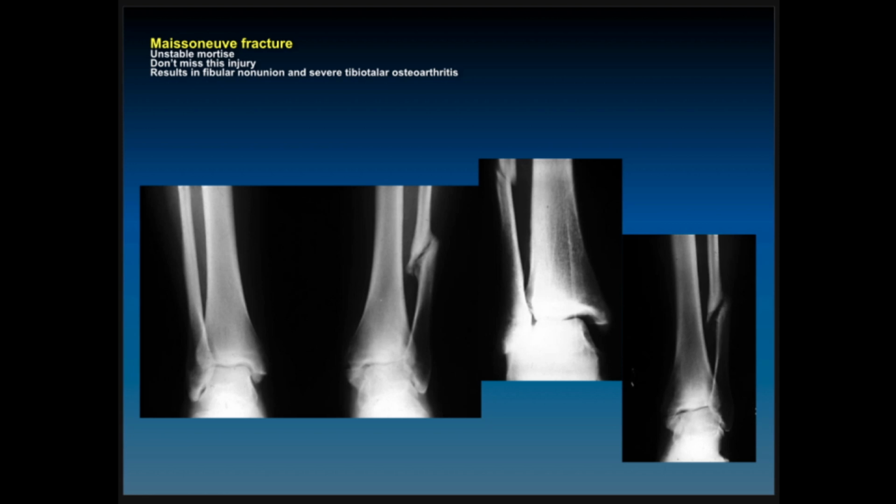Maisonneuve fracture, unstable mortise. Don't miss this injury. If it is missed, as seen in these X-rays, the patient decided not to have surgery done despite making the diagnosis and suggesting surgery. 3 months after her injury, she has a very arthritic ankle and a fibular non-union, which is a very difficult situation. And you can see here in this middle X-ray the significant mortise widening. Sometimes it's not that obvious, but basically the mechanism of injury was through the deltoid, up through the syndesmosis, and exited at this fibular fracture.